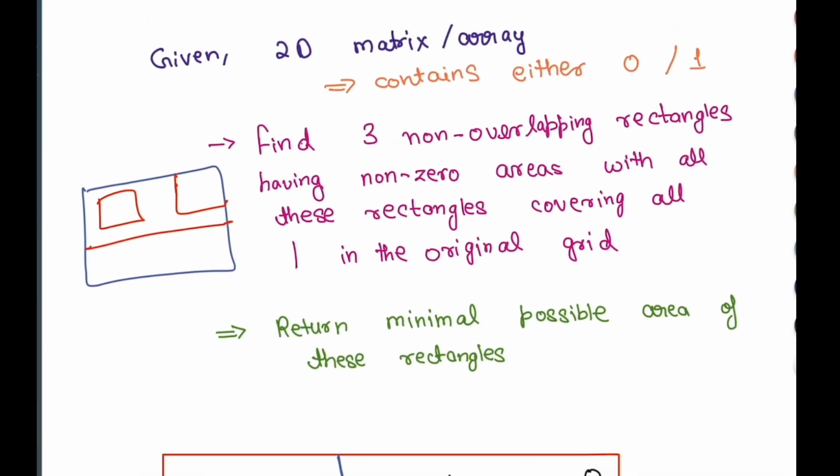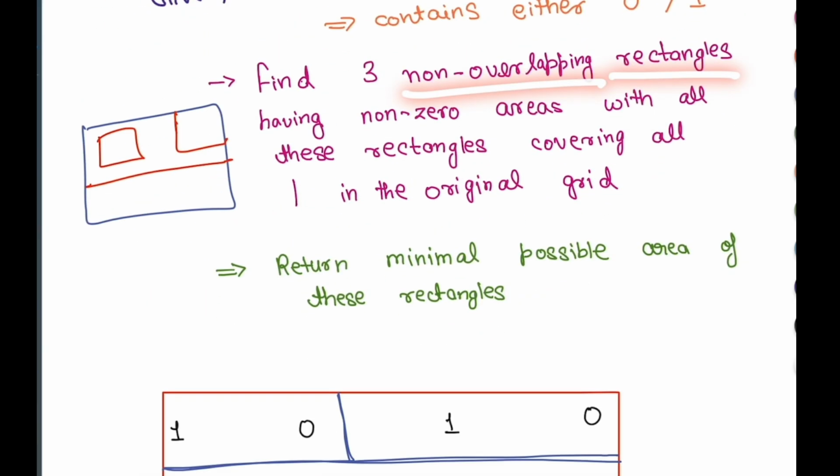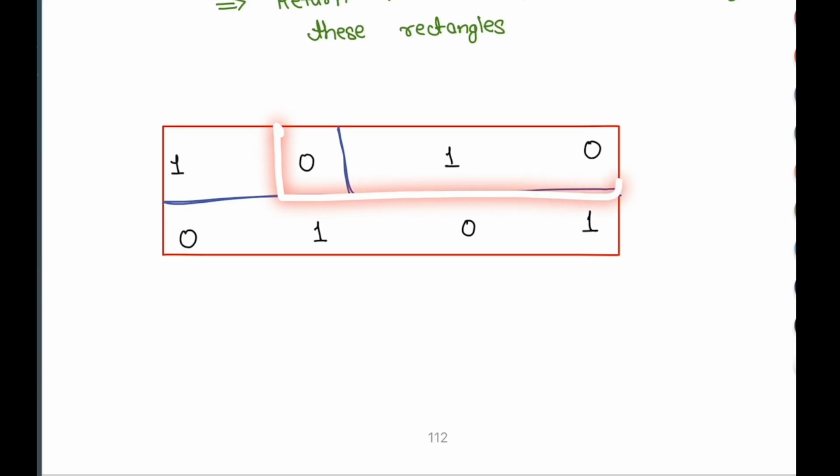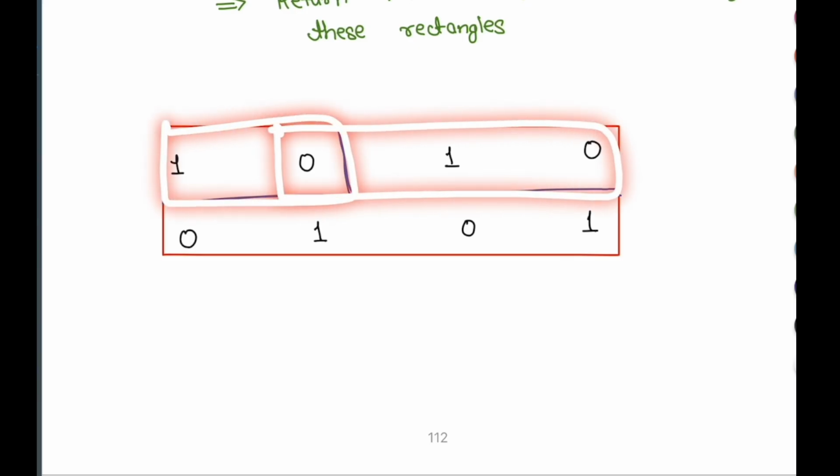Now the question says that the three rectangles should be non-overlapping. I cannot create this rectangle as 1 and this rectangle as 2. They are overlapping here, right? They should be non-overlapping.